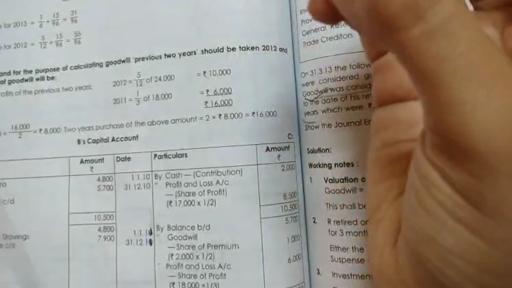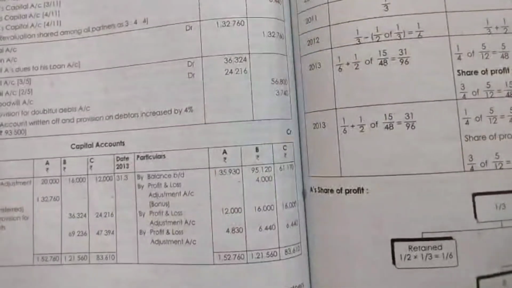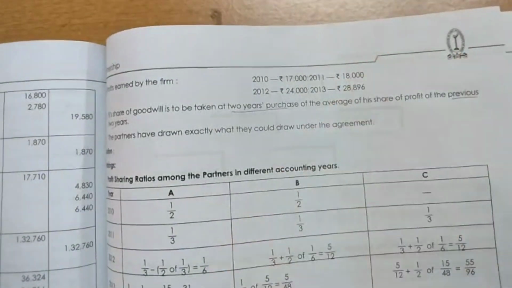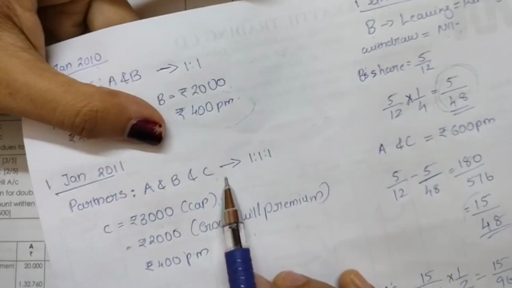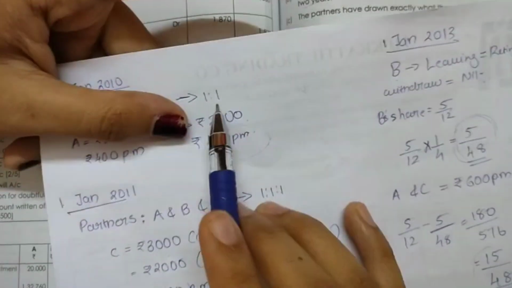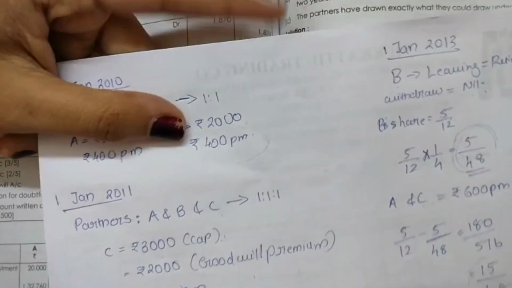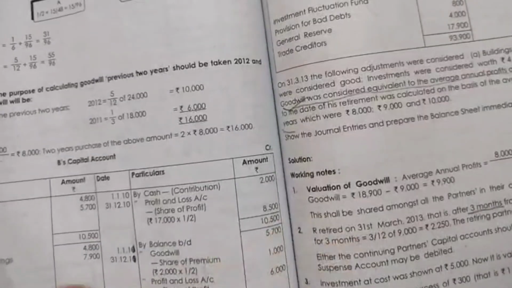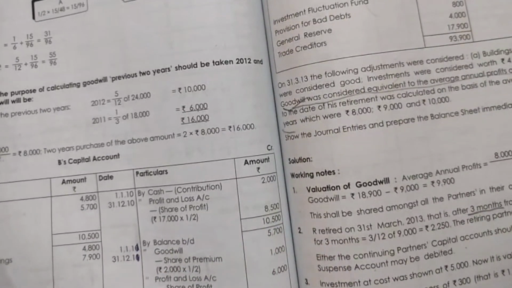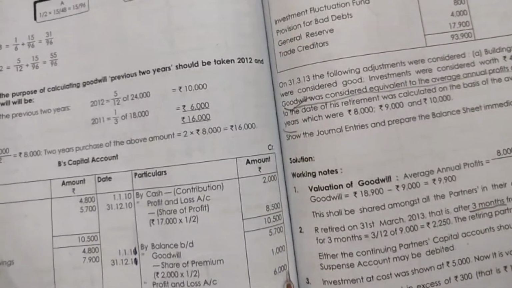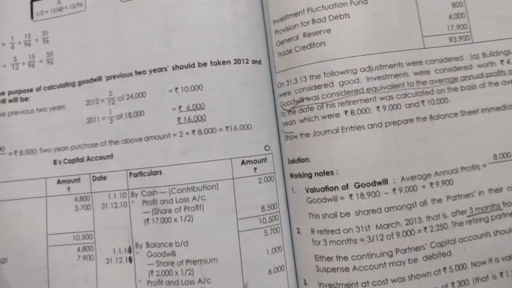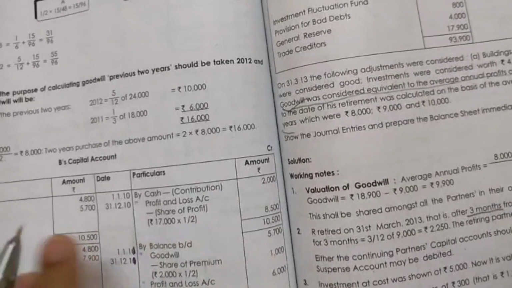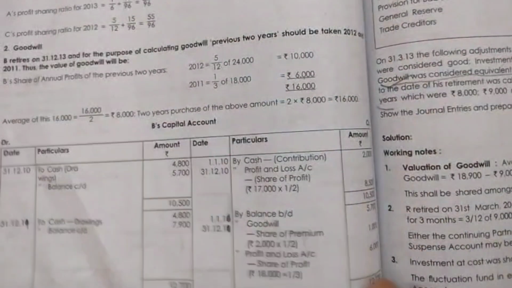Because we have to share the profit, right? We have to share the profit. The profit of 2011 is what? 18,000. 18,000 into B's share. B's share is how much? When the new partner came, B's share became 1/3. It was 1/2, now it is 1/3. So 1/3 into 18,000, and we'll get B's share of profit, that is 6,000. Now total both the sides, again we'll get 12,700, that is, the credit side is greater now. We get a balancing figure that we have to bring forward to the next year.